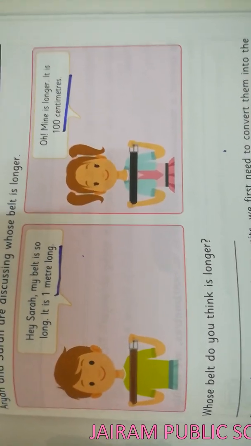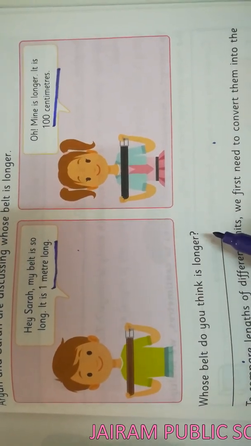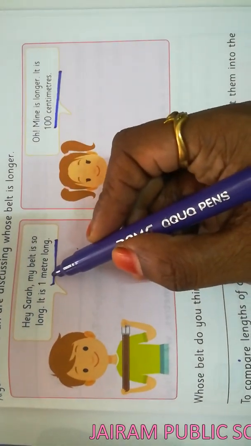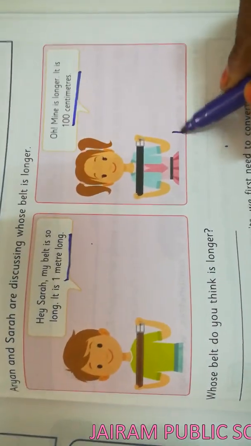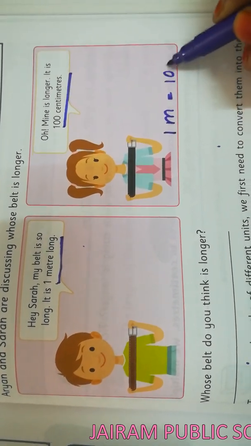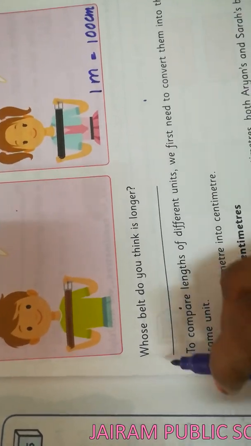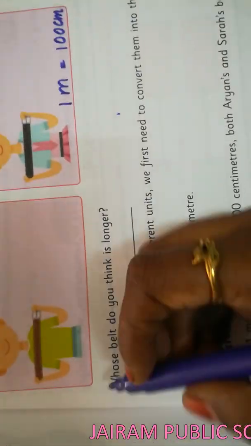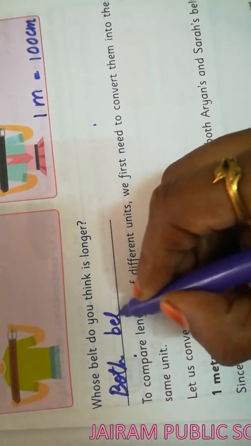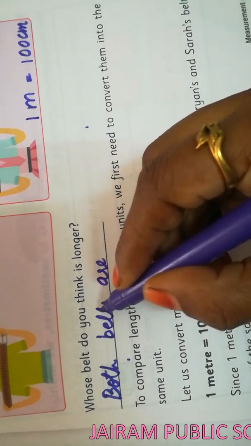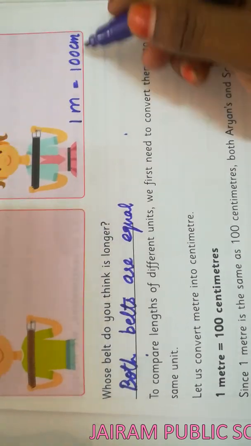Then we have to find out whose belt is longer. Whose belt do you think is longer? See here, 1 meter, here 100 centimeters. We already know that 1 meter equals 100 centimeters from the last class. So they will be of equal length. Right, both belts are equal because 1 meter and 100 centimeters are both the same.